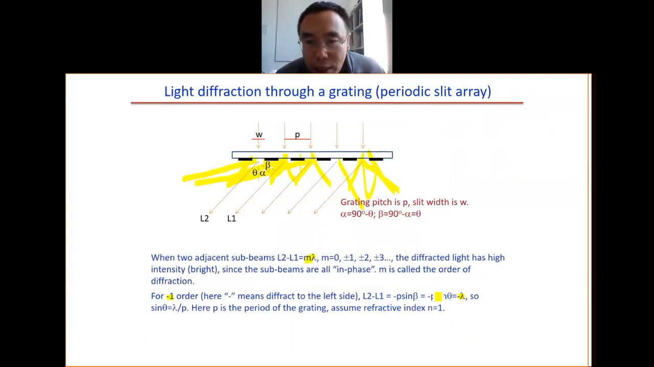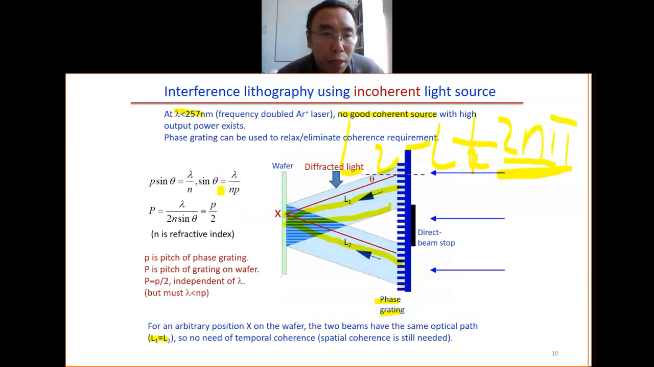So here you can see sin theta equals lambda over p. The pitch on the wafer is given by lambda over 2 times sin theta. Sin theta equals lambda over p, so in the end, you get p over 2. When there is some medium of index n, then we get the number n here. So the conclusion is that the grating period on the wafer is always half that of the period on the phase grating. So here you can see what is the magic.